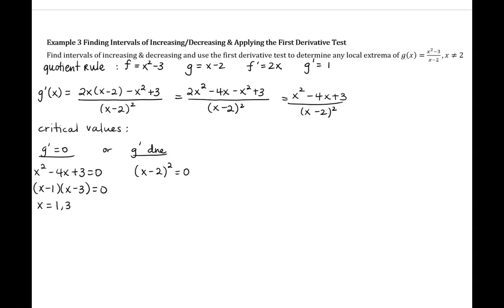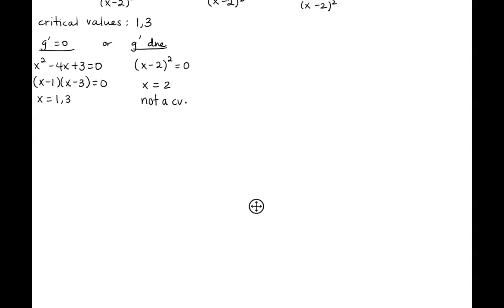And the second equation, I will take the square root of both sides to get that x is equal to 2. Now we have maybe three critical values, but keep in mind with this x is equal to 2, that was not in the domain of the function. And so this is not a critical value because it's not in the domain. So our only critical values are 1 and 3. So now that we have our critical values, we are ready to go and make a number line and start testing values.